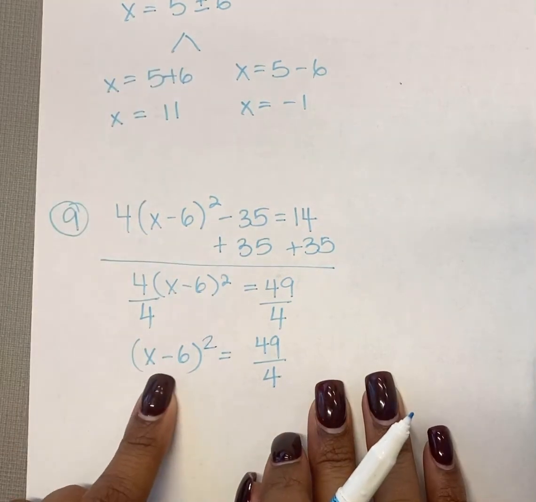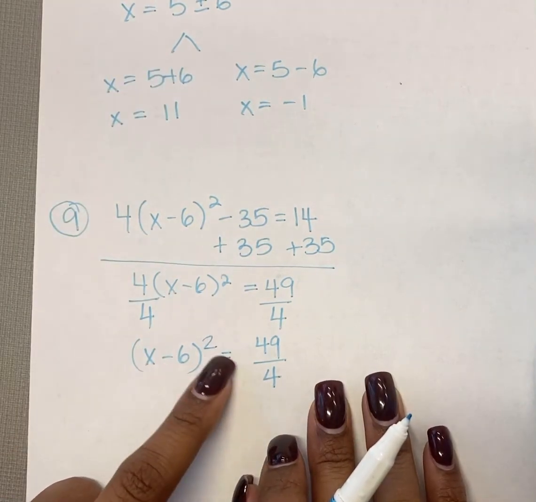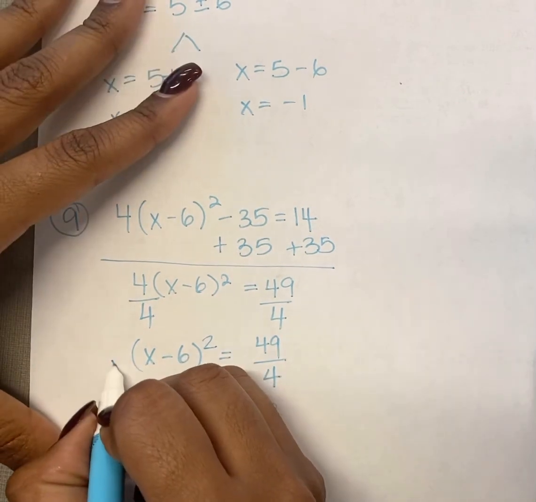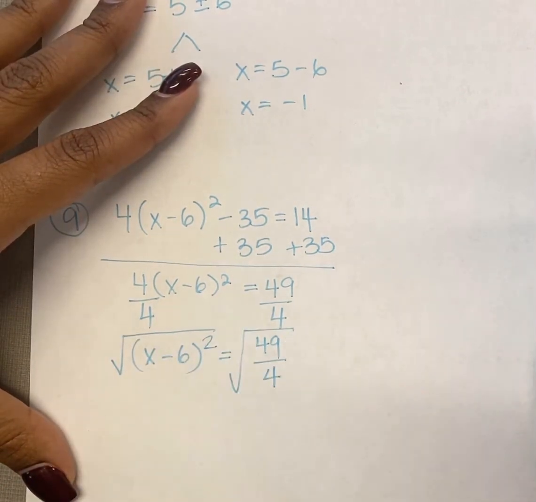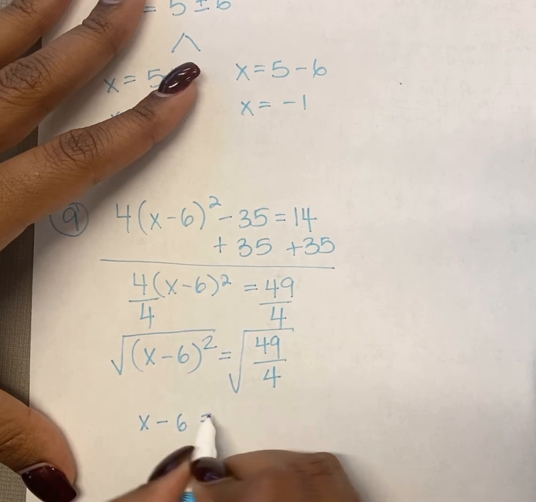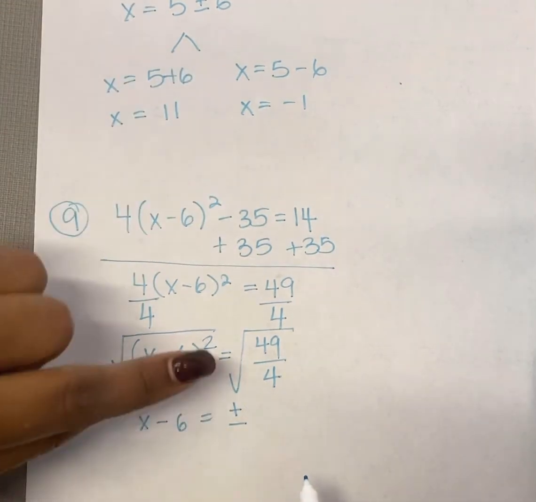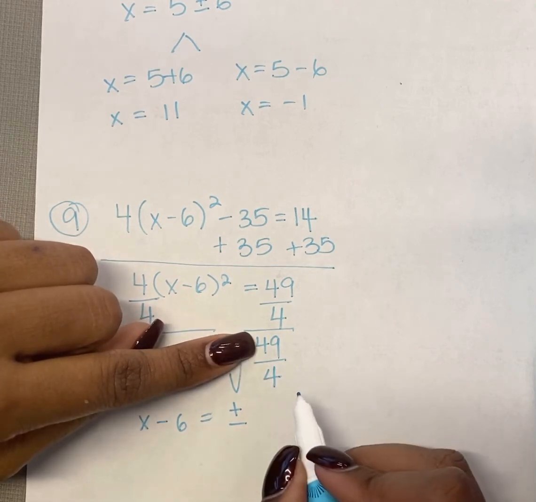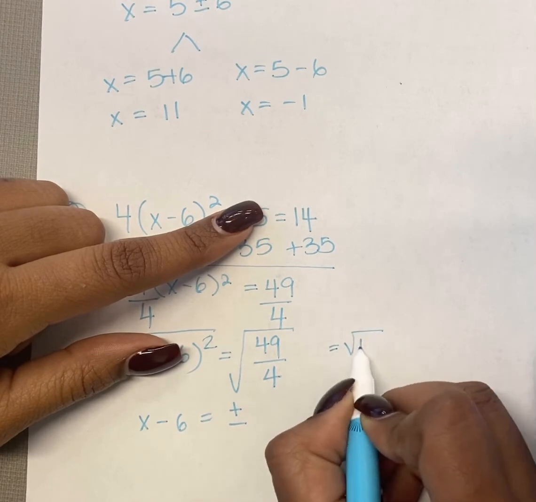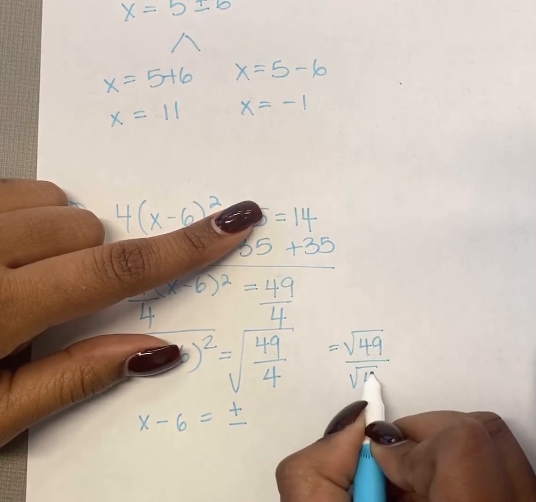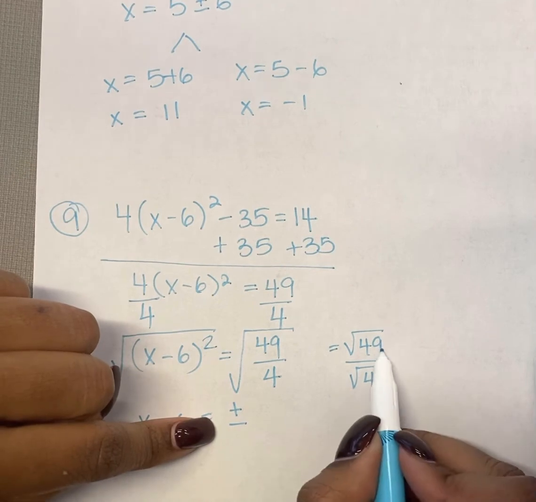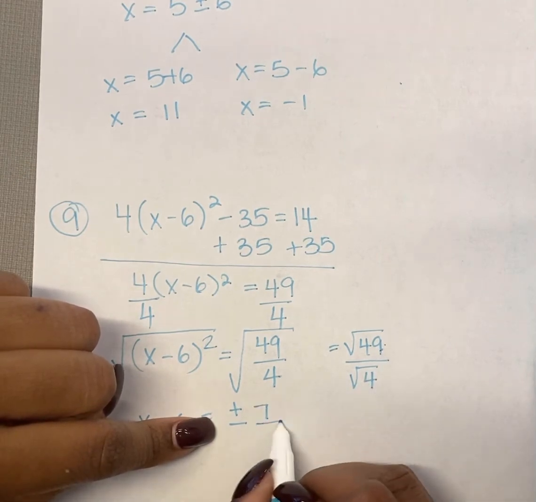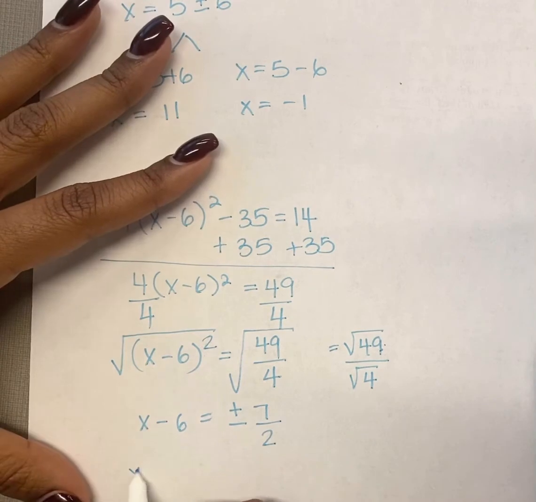Okay, and now I want to get this x by itself. So I have this square I got to get rid of. And so the opposite or the inverse of squaring something is taking the square root. And so I'm left with x - 6 = plus or minus the square root, well, both of these numbers are perfect squares. And so the square root of 49, this really can be written as the square root of 49 divided by the square root of 4. And so it's really plus or minus, well, square root of 49 is 7 and square root of 4 is 2. And so this leaves us with x = 6 plus or minus 7/2.